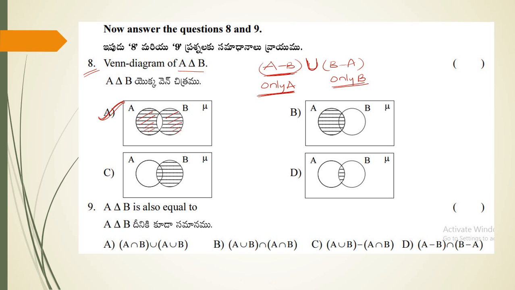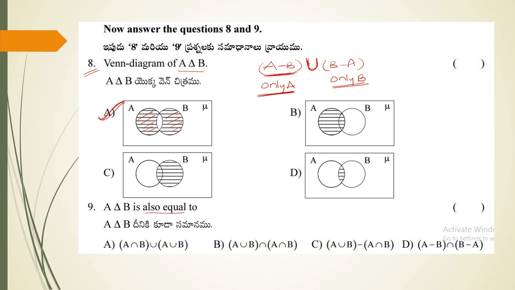Now the ninth question: A delta B is also equal to. He is asking also equal to, so other than this formula there is one more formula. By looking at the options, if you choose this option then you are absolutely wrong.